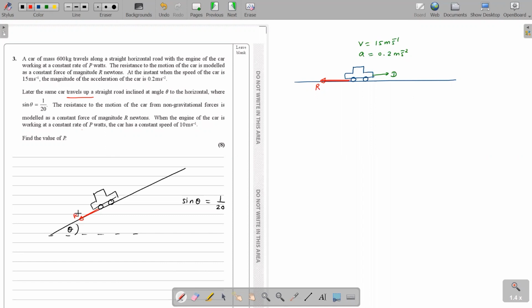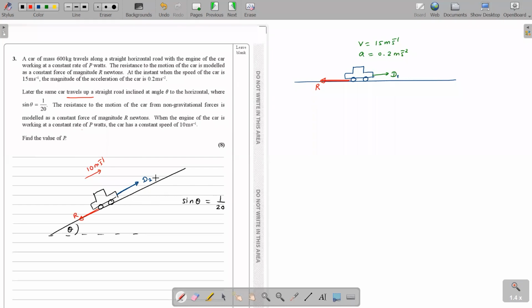They say the engine of the car is working at a constant rate of P watts. So there is a driving force again produced by the car, but this time don't use the same driving force. For the first diagram I'll use D1, and for this one I'll use D2. The driving force will vary because you are now traveling up a hill, even though your power remains the same. The car has a constant speed of 10 meters per second, so there's no acceleration here at all.